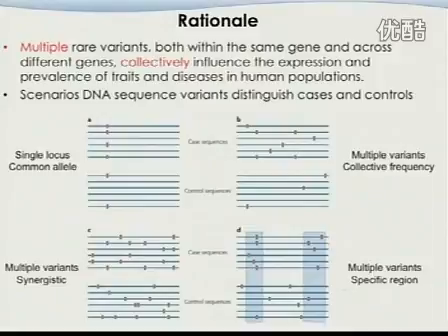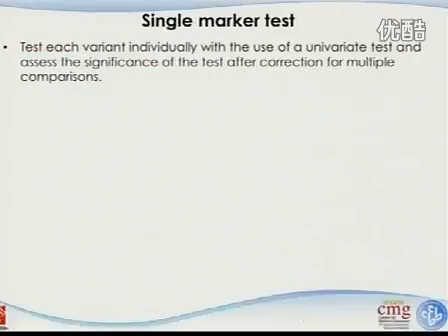And the fourth scenario here is multiple variants within specific regions. If you look at this entire region as a whole, you probably don't see too much difference between case and control. However, most of the case variations occurred in these two regions, but in these two regions in the control scenario, there's nothing there. So this is another scenario that may have an effect for these rare variants. Okay? To do the statistical testing after you identify so many variants, the first one is a single marker test. Basically, it's very simple. It's just to test each variant individually with a univariate test and assess the significance of the test after correcting for multiple hypothesis testing.